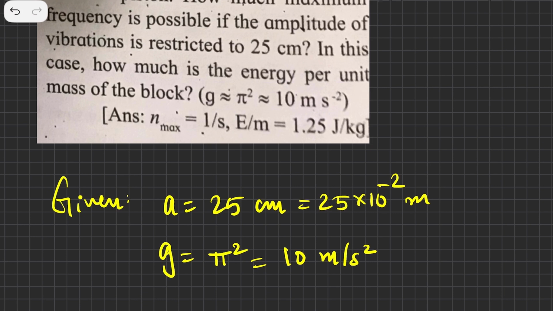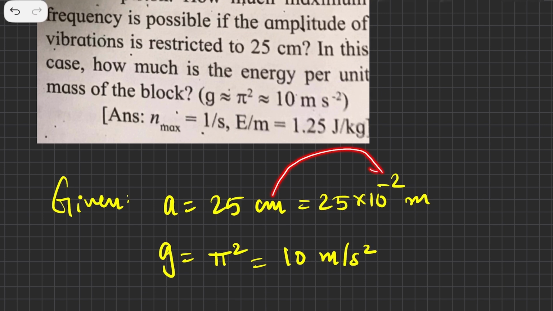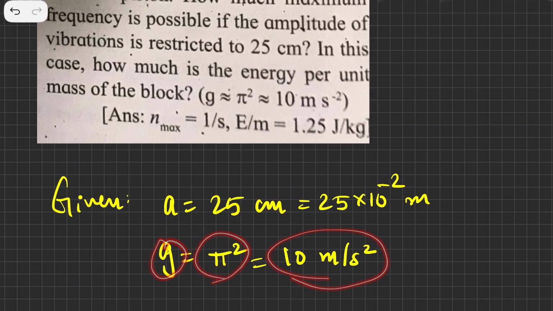So amplitude, A stands for amplitude, this is 25 centimeters. I have converted that into meters, centimeters to meter, 10 raised to minus 2. Pi square and the value of g is given as 10 meters per second square. So everything is in SI units now.